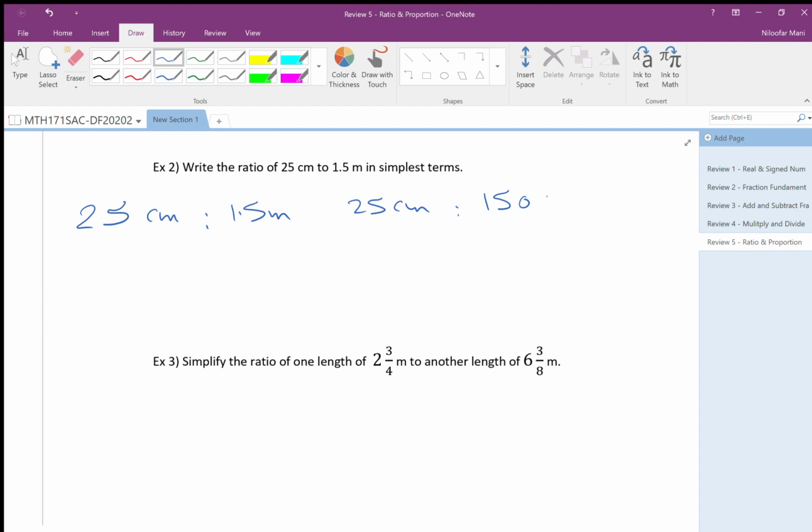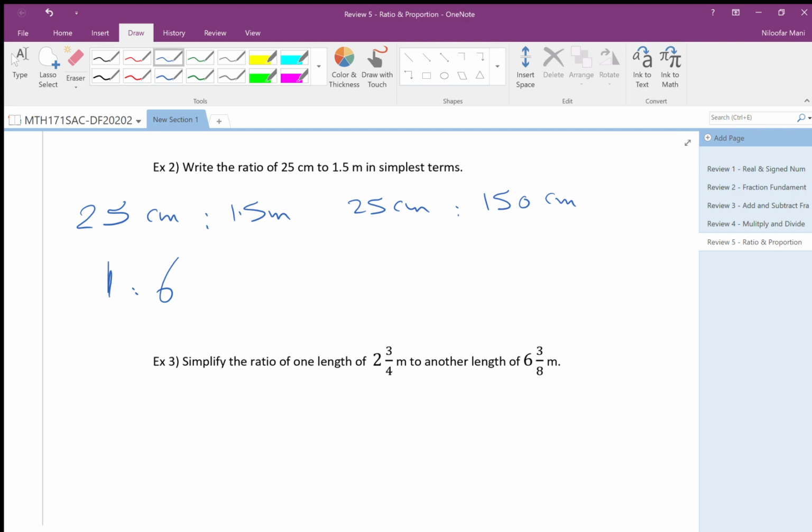Okay, so this centimeter, because I want to compare. So it is 1 to 6. Yeah, 1 to 6 is the comparison here. Because units are not the same, I have to make them the same.